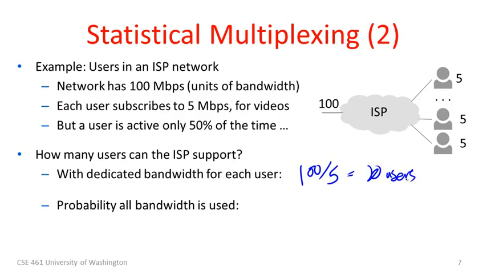Okay, 20 users in a network. However, it's extremely unlikely that all of the 100 megabits per second will be used in this case. Let's work out the probability that all of the bandwidth would be used.